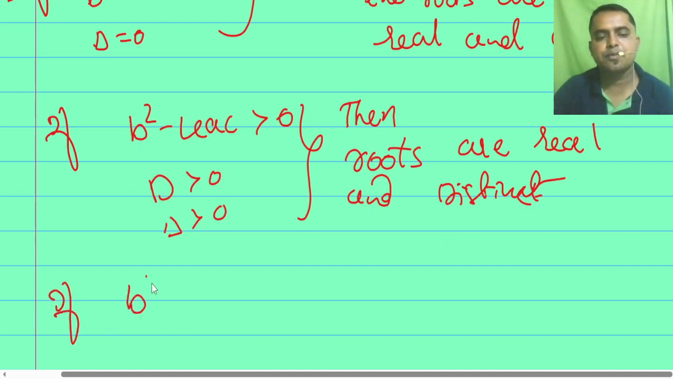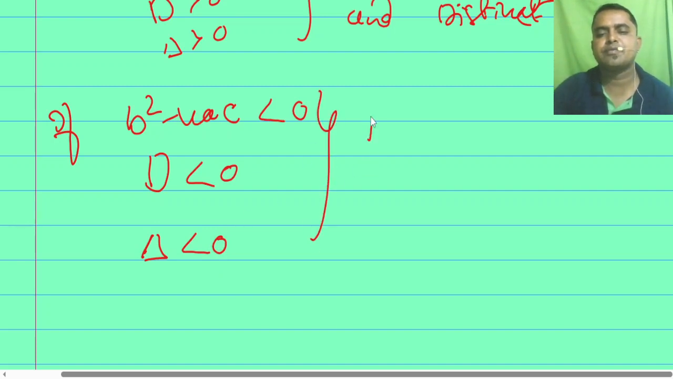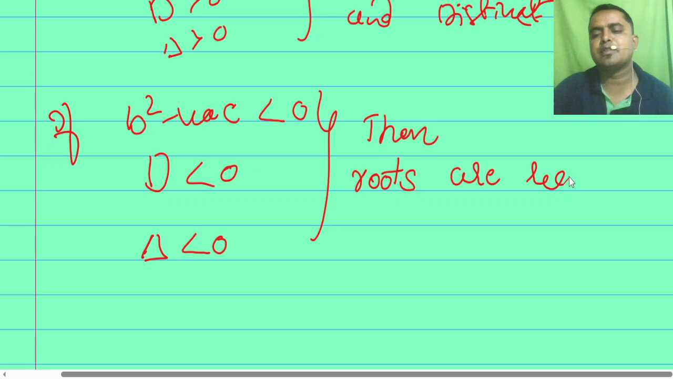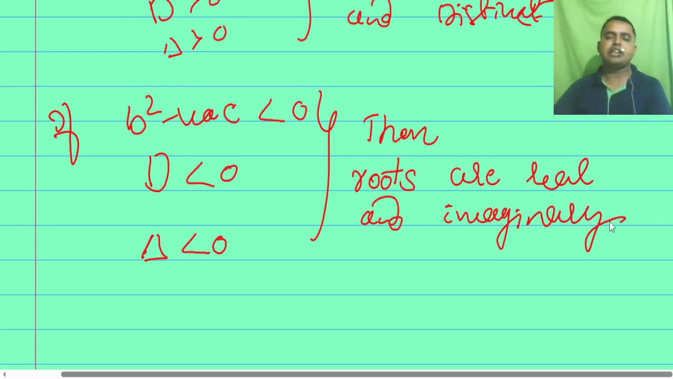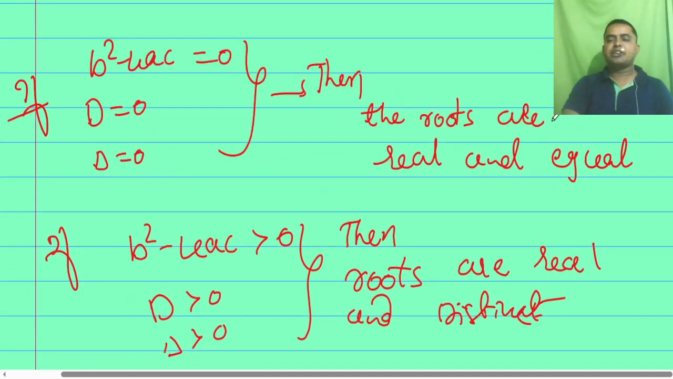If b square minus 4ac is less than 0, or D is less than 0, or delta is less than 0, then the roots are real and imaginary. So these are the nature of roots. The nature of the roots of a quadratic equation we decide on the basis of the value of the discriminant.